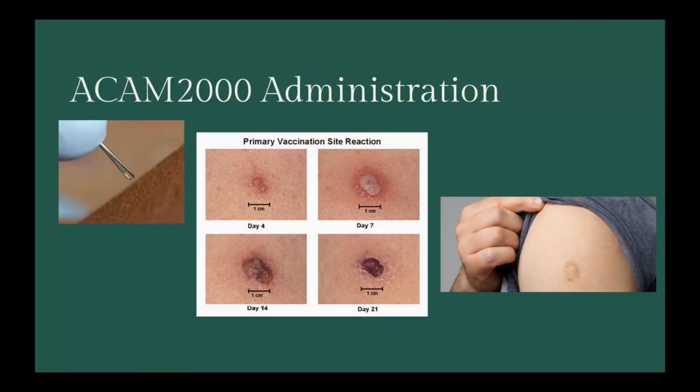Something special about ACAM2000 is that you give it percutaneously using a bifurcated needle by multiple puncture technique with a single dose. So you give 15 jabs essentially to the arm for an intradermal injection. There's a risk for inoculation and auto-inoculation, so this technique needs special training. This major cutaneous reaction, also known as a take, which is the picture to the right, was also used as a marker to indicate successful vaccination.